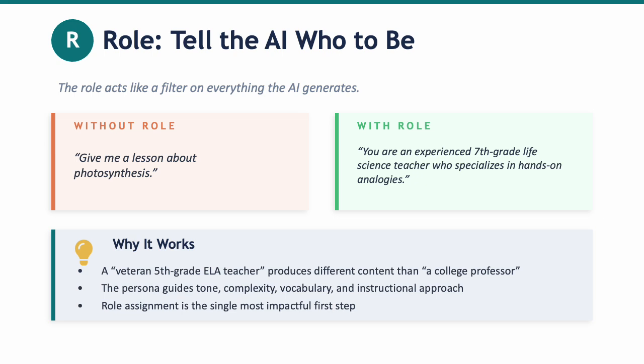The second prompt produces dramatically better results because the AI now has a persona that guides its tone, complexity, and approach. The role you assign acts like a filter on everything the AI generates.